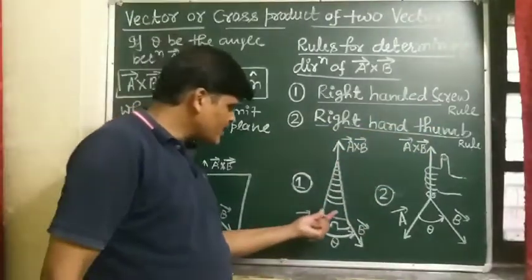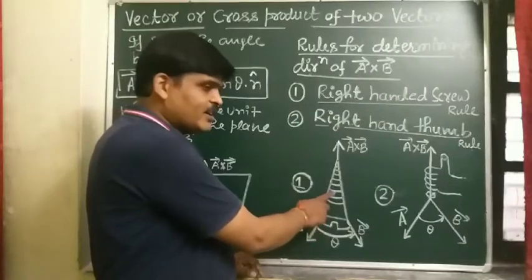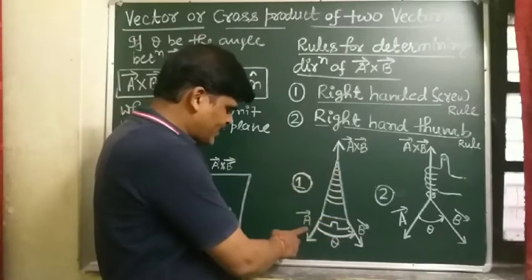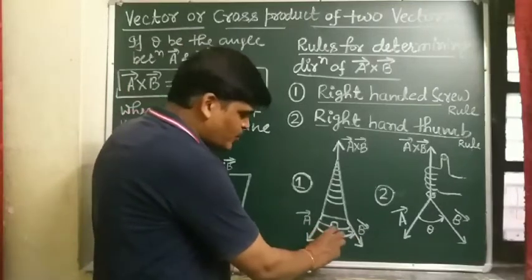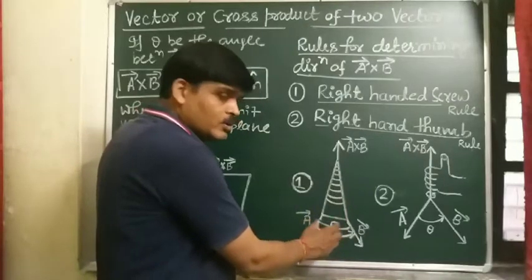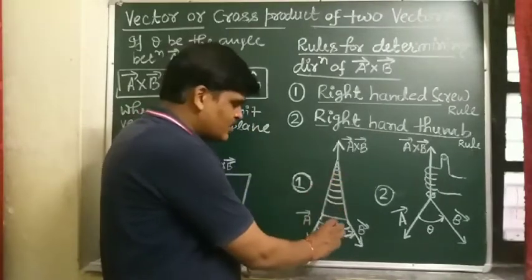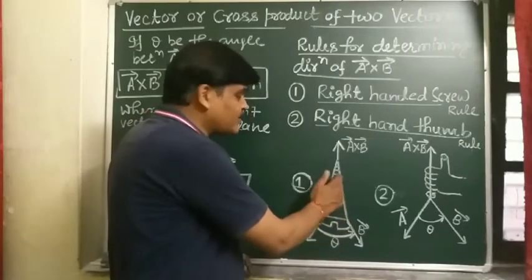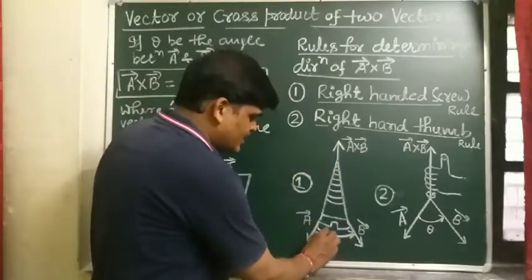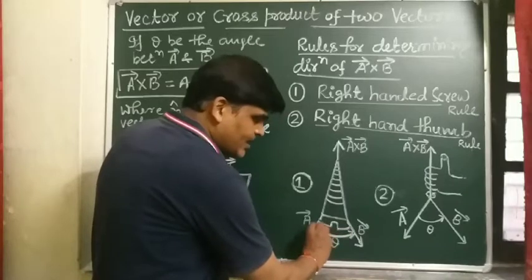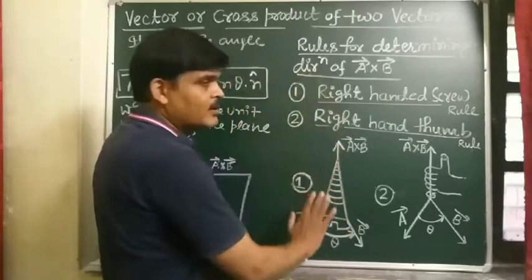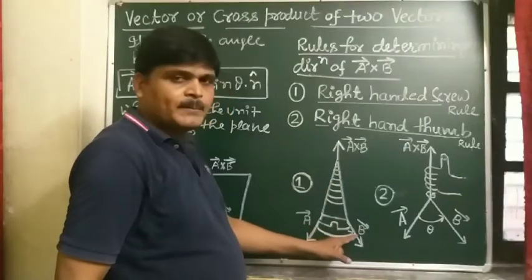If a right-handed screw is placed with its axis perpendicular to the plane containing vectors A and B, and the screw is rotated from vector A to vector B through a small angle theta, then the direction in which the screw advances gives the direction of vector A cross vector B. Suppose the screw is rotated from A to B with the right hand; you can see that the screw advances perpendicular to the plane, in the direction of A cross B.